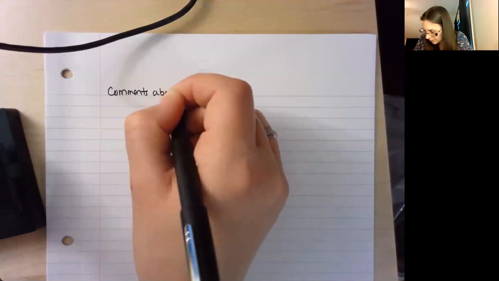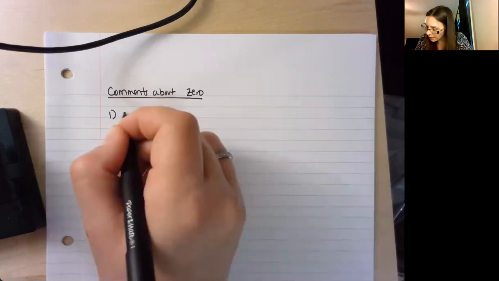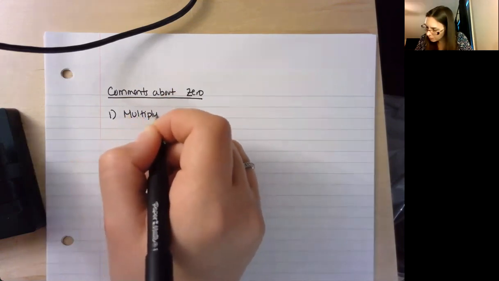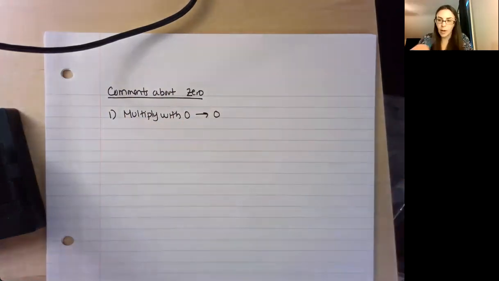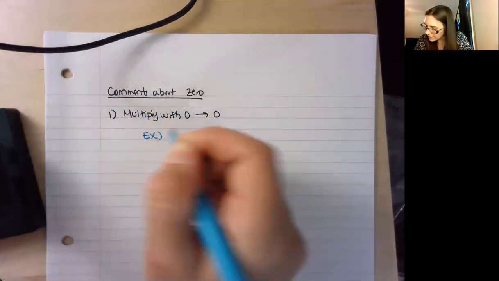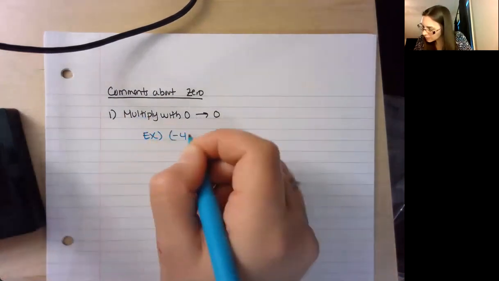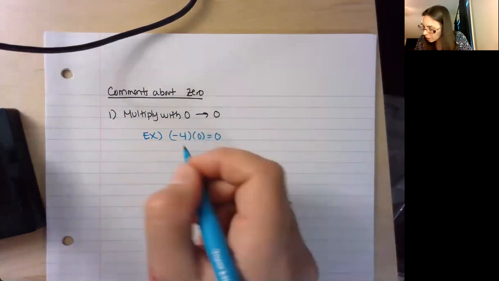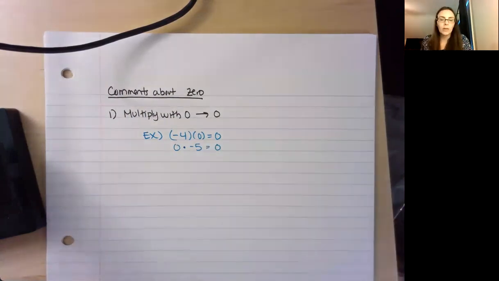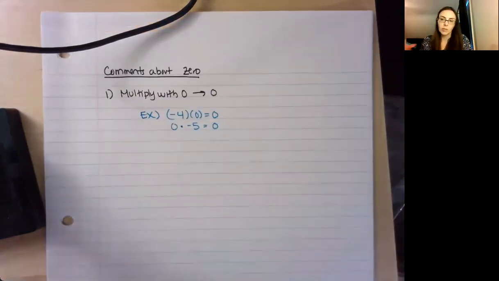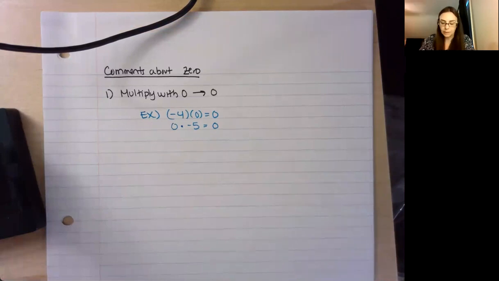I do want to make a couple comments about the number 0. And I'm just going to do it with some examples. So when you multiply with 0, you still just get 0. So it doesn't matter if you have positives or negatives. So for instance, if you have something like -4 times 0, you still get 0. Or if you have 0 times -5, you still get 0. So the multiplying with 0 isn't going to change anything, whether it's positive or negative, you're still going to get 0 as your answer there.